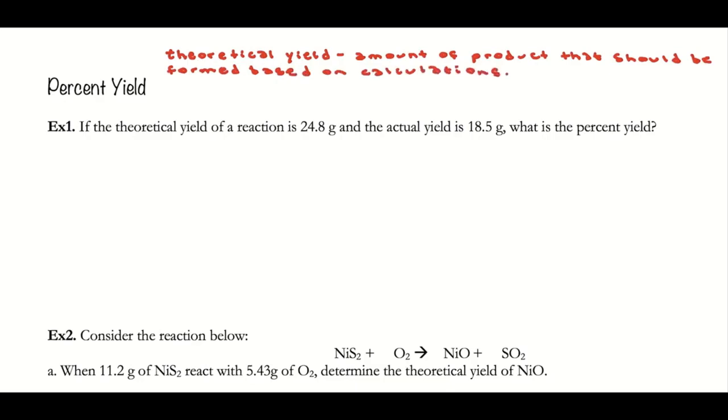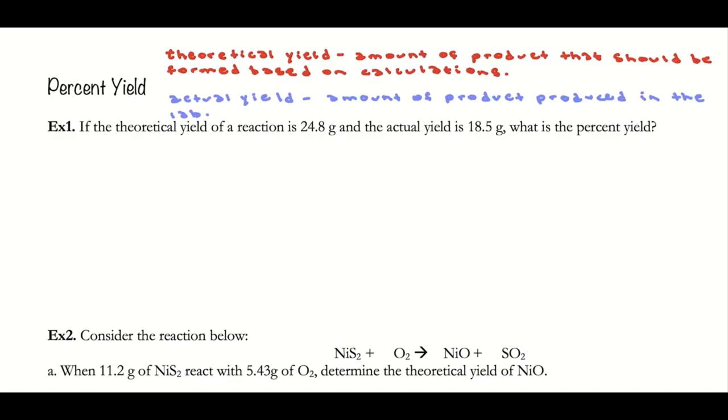So while the theoretical yield is how much product should be formed based on the calculations you performed, the actual yield is what you actually were able to collect during a laboratory procedure. So the actual yield is what you actually got in the lab when you performed the experiment. The theoretical yield is what you calculated should have been produced.